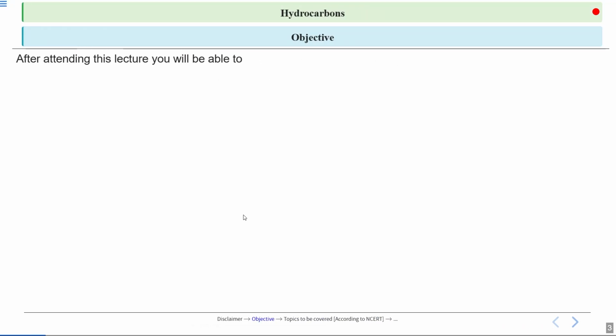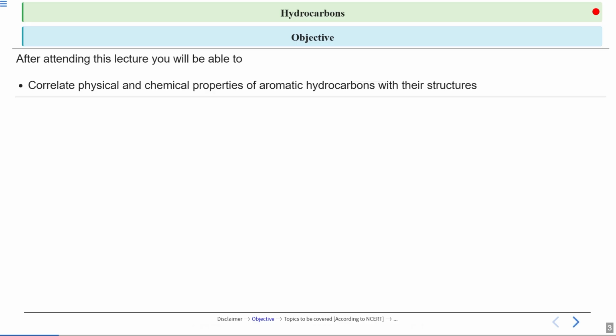Let us start by looking at what you will be able to do after this lecture. So our focus is on hydrocarbons, which are molecules made up of hydrogen and carbon atoms only. We will pay special attention to aromatic hydrocarbons today, a type of hydrocarbon with a unique ring structure. Keep in mind, understanding their structure is key to predicting how they behave physically and chemically.